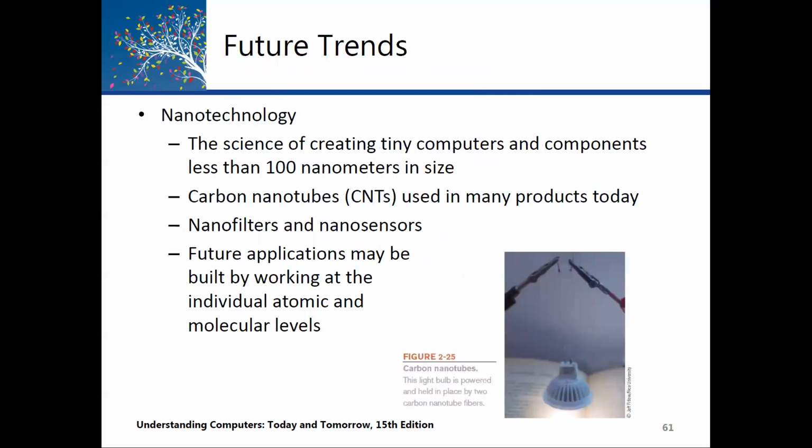Okay, next, future trends. Future trends include nanotechnology. We already know what nanotechnology is. This is the science of creating tiny computers and components less than 100 nanometers in size. We can witness that the size of the chips, the size of the computers, the size of electronic gadgets are becoming smaller and smaller. Who is enabling this? That is nanotechnology, right? Carbon nanotubes are used in many products today, right? Nano filters and nano sensors are being used. Future applications may be built by working at the individual atomic and molecular level, right?